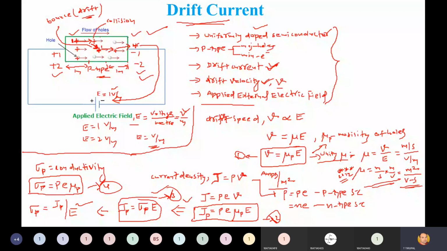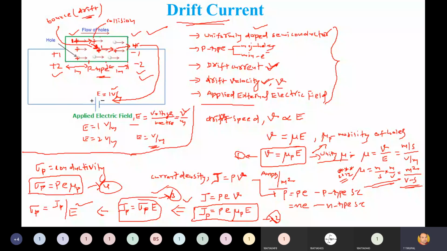Likewise, mobility we have found has units meter square per volt second. And current exists, which means current density also exists, with units amperes per meter square. So J is equal to rho V. Rho is the volume charge density, which can be written as PE for a P-type semiconductor and NE for an N-type semiconductor. P means concentration of holes, N means concentration of electrons, and E is the charge. So current density J can be written as PE V, and V can be written as mu E.